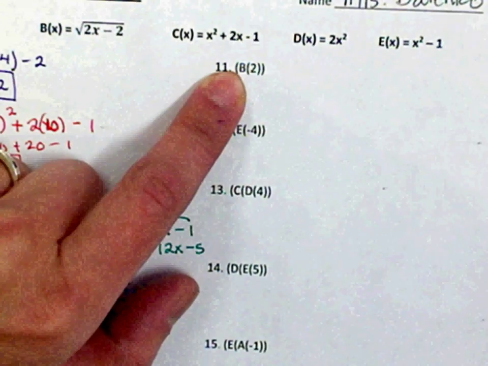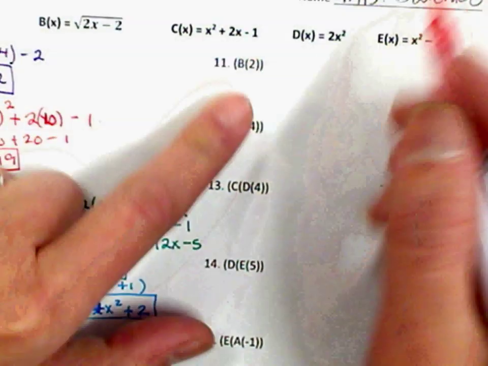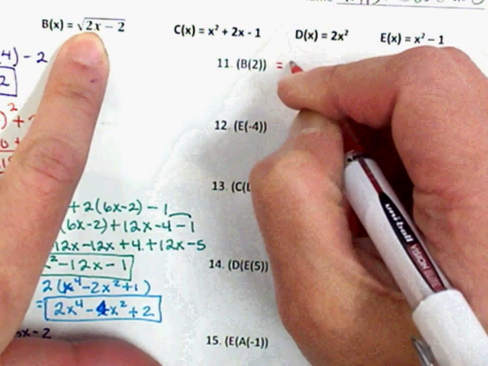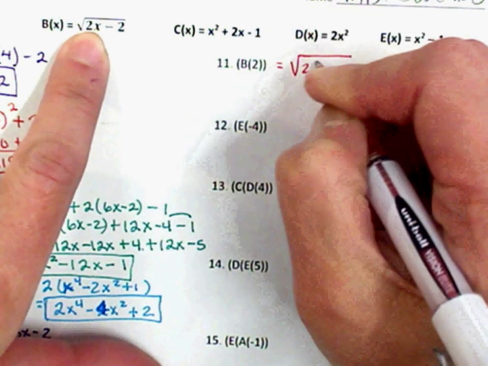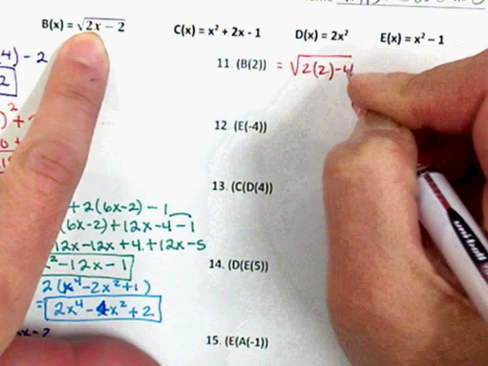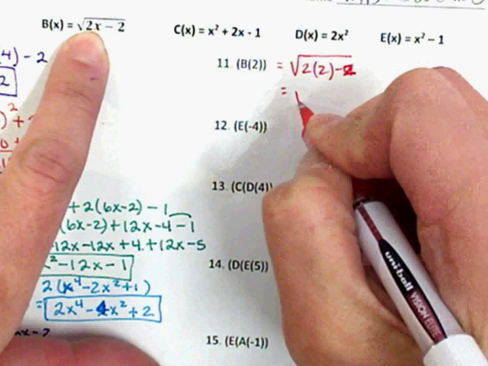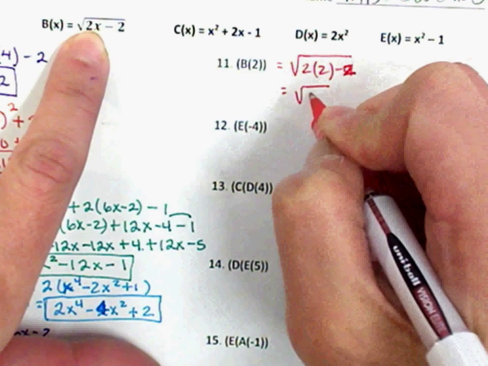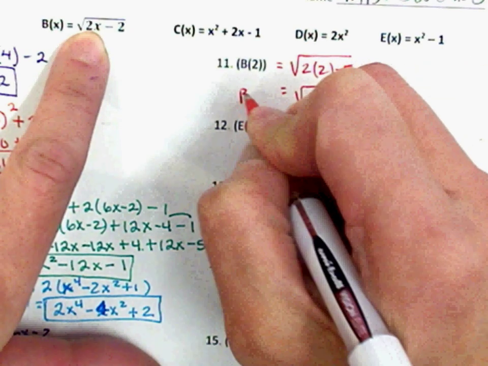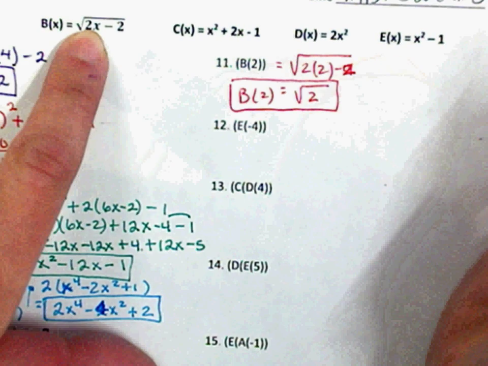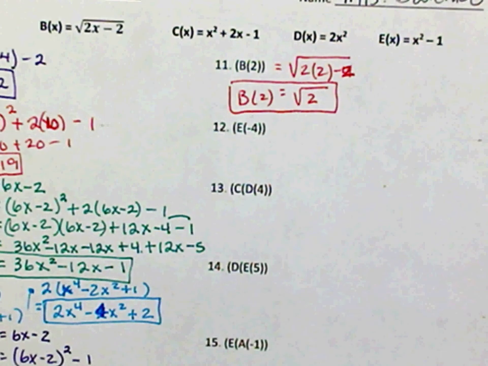On number 11, we have B of 2, so we're going to go to B. And we're going to plug in 2 wherever B is. So you have 2 times 2 minus 2. Okay, 2 times 2 is 4. 4 minus 2 is 2. And so you have B of 2 is equal to square root of 2. Just like that. All right.